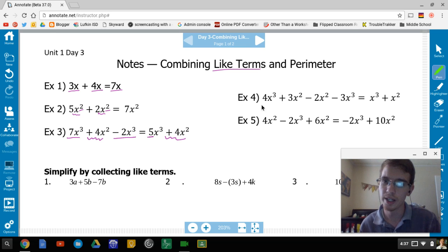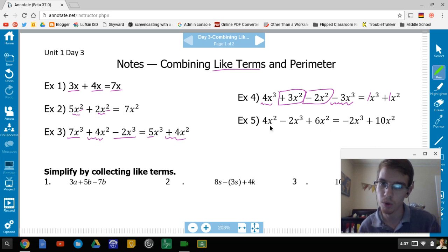Example 4, 4x cubed. And I'm actually going to underline the ones of the same variable, same exponent. 4x cubed minus 3x cubed. I'm trying to draw something that's a little different than just underlining. So 4 minus 3 is 1, so 1x cubed. And then here we have plus 3x squared minus 2x squared. So positive 3 minus 2 is 1, so 1x squared. So that's how that works.